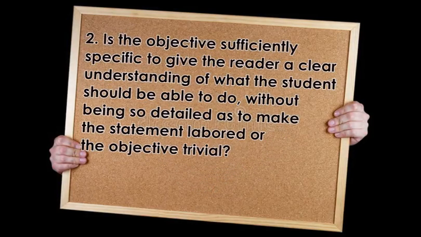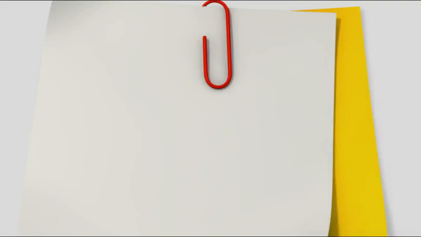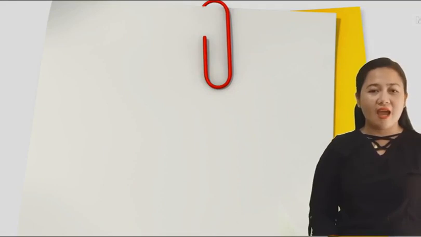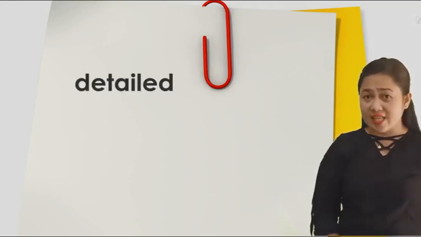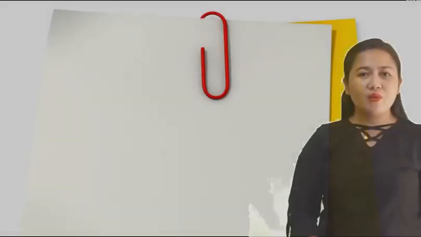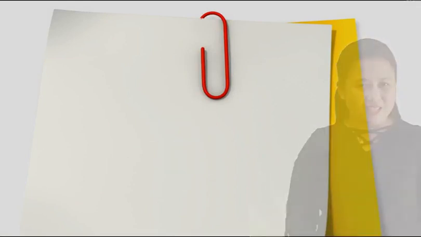Number 2 question. Is the objective sufficiently specific to give the reader a clear understanding of what the students should be able to do without being so detailed as to make the objective trivial? Objectives should be specific. They should describe the result that is desired in a way that is detailed, focused, and well-defined. The following questions may be helpful in formulating specific objectives.